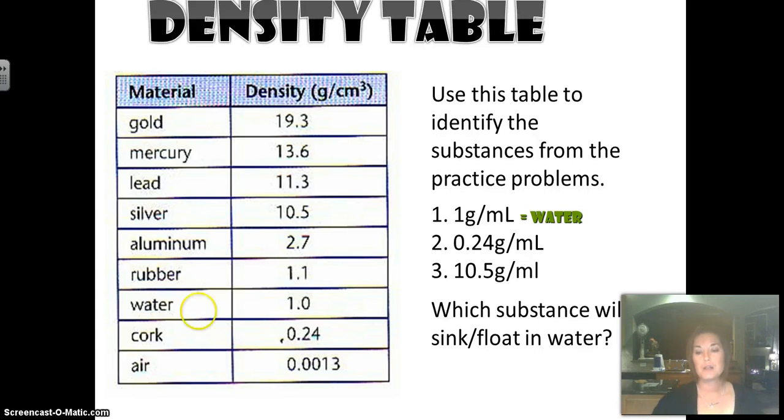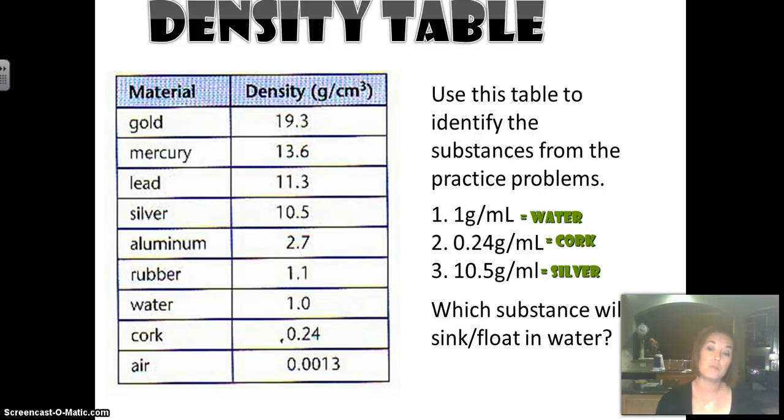Question number 2, we calculated the density at 0.24 grams per milliliter. So we use my chart, 0.24 grams per milliliter. Well, that's cork. So the substance in question number 2 was cork. Number 3, we calculated a density of 10.5 grams per milliliter. So we look at my chart. Here's 10.5 grams per milliliter or centimeters cubed, it doesn't matter. And it is silver. So we just used the density to identify those substances. We didn't know what the substances were, but once we found their density and compared it to our density table, we could identify them.